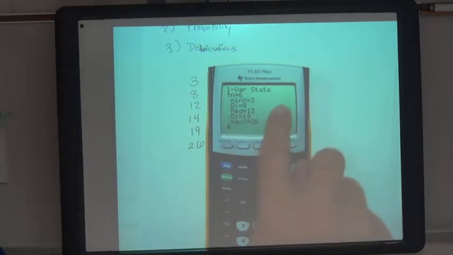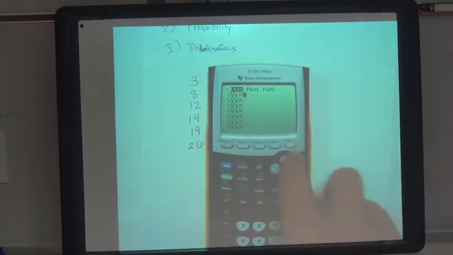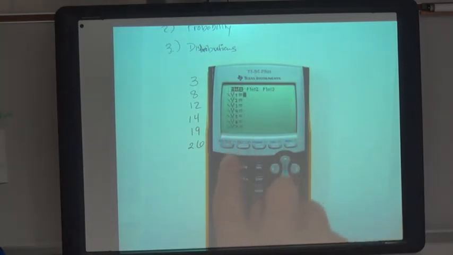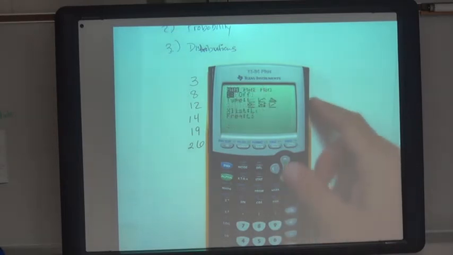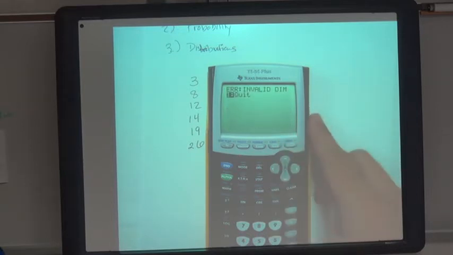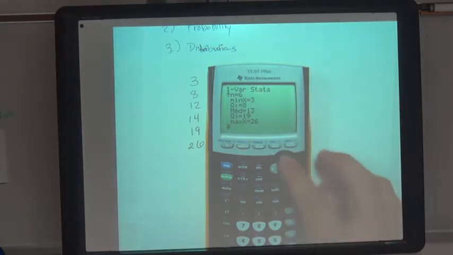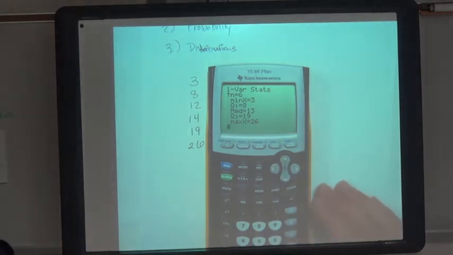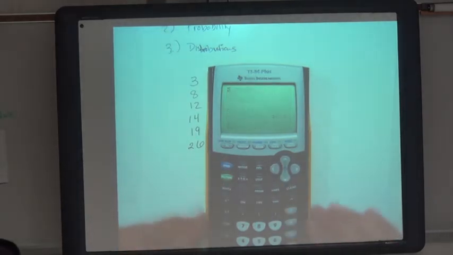What's it doing? Why does it say invalid dimensions? I shouldn't have a frequency list. Yeah, put frequency 1.